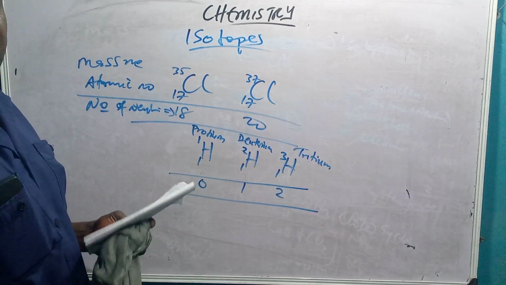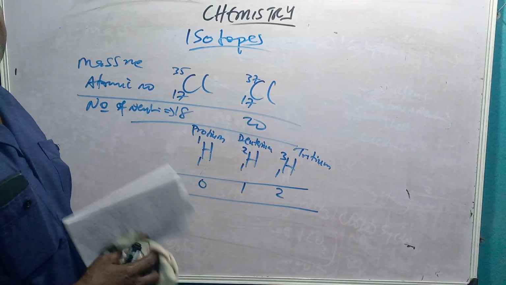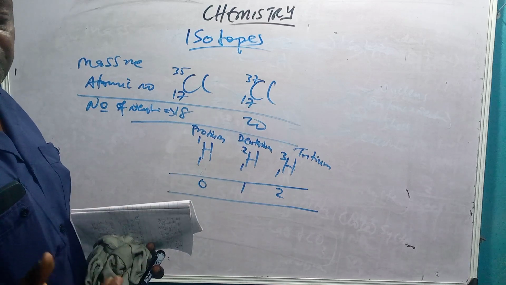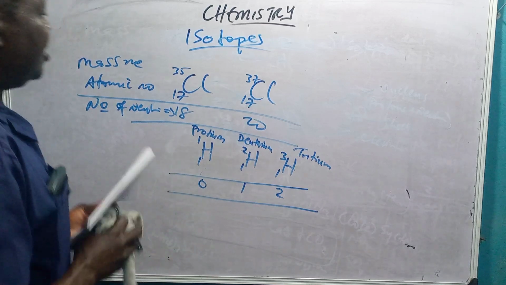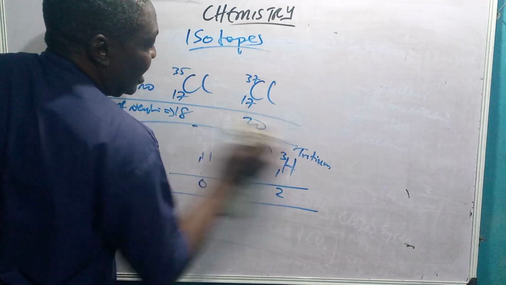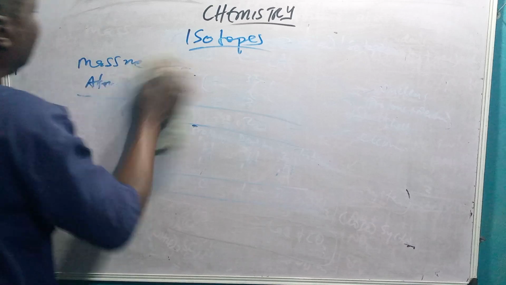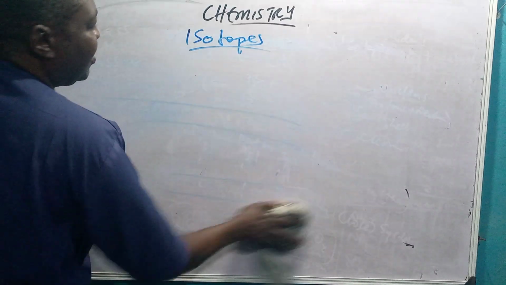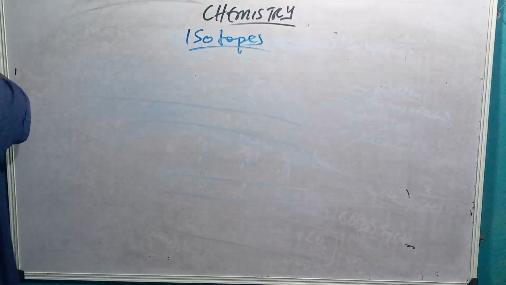When we say radioactive, it means it has the ability to emit certain radiations: alpha particle, beta particle, and gamma radiations. That is for another day. So these are some examples of isotopes. Now, let's carry out some calculations in isotopes, which is actually the major purpose of this class.